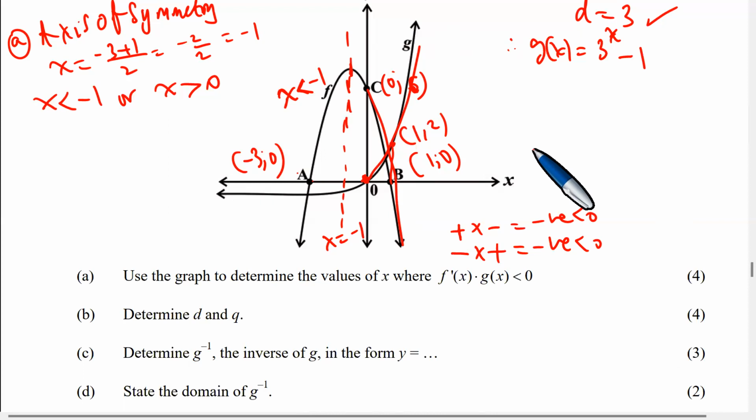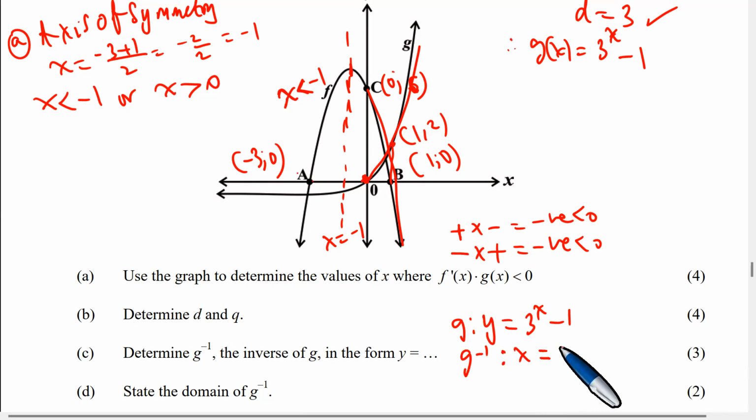We continue now. Let's determine G inverse in the form Y equals something. To find the G inverse, this is G. So the function G is this one. It has the equation Y equals 3 to the power X minus 1. Then you need to find the inverse, which is X equals 3 to the power Y minus 1. So you have that.